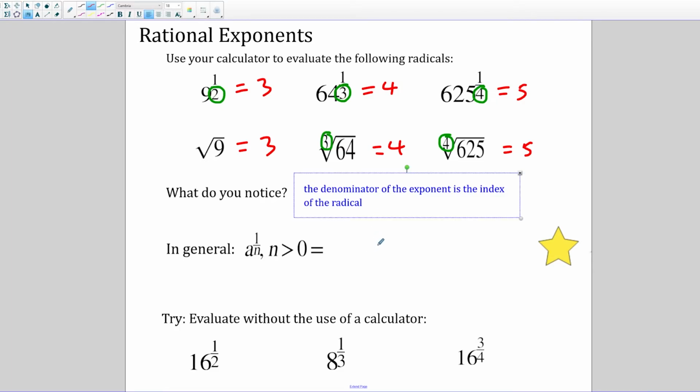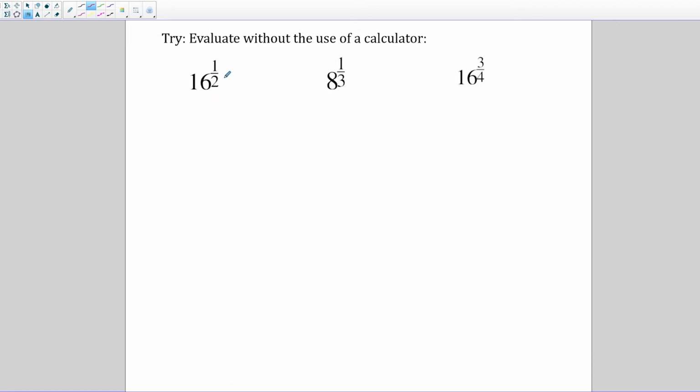So in general, if I have a to the power of 1 over n when n is greater than 0, this would be the same thing as the nth root of a. So once again, we're going to take note that the denominator of your exponent is the index of the radical that results. So if we take a look at a couple of examples here, since the 2 is our denominator here, we are going to be taking a square root. And we're going to take a square root of our base, so the square root of 16 is equal to 4.